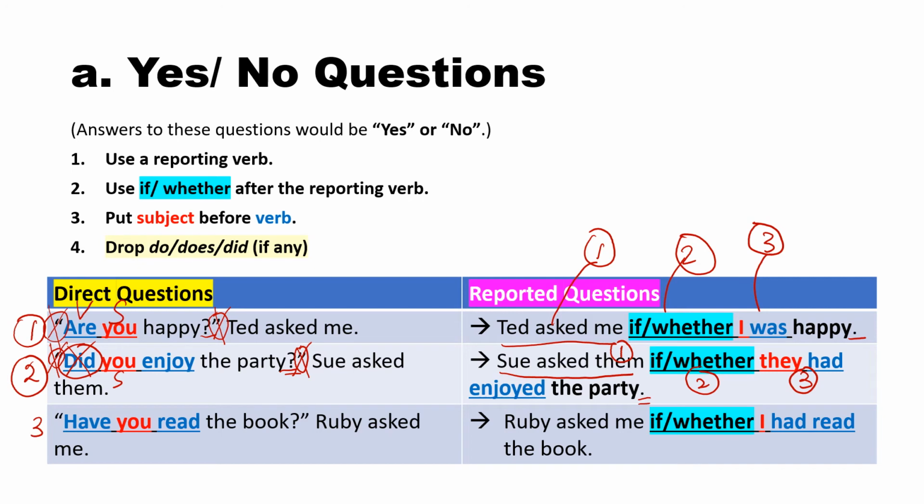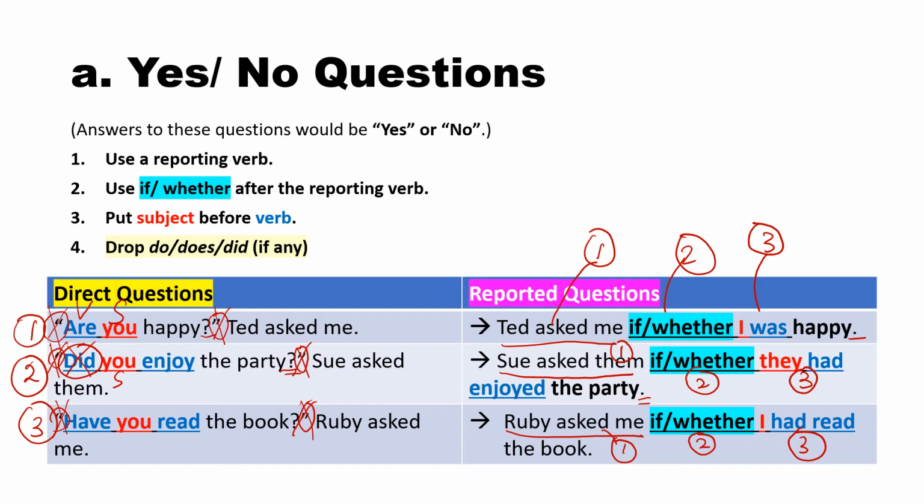Question 3. Have you read the book? Ruby asked me. Take away the quotation marks before we change anything. Step 1. Use a reporting verb. We can keep asked, and this is in simple past tense. Step 2. Use if or whether for a yes/no question. Step 3. We put the subject before the verb.